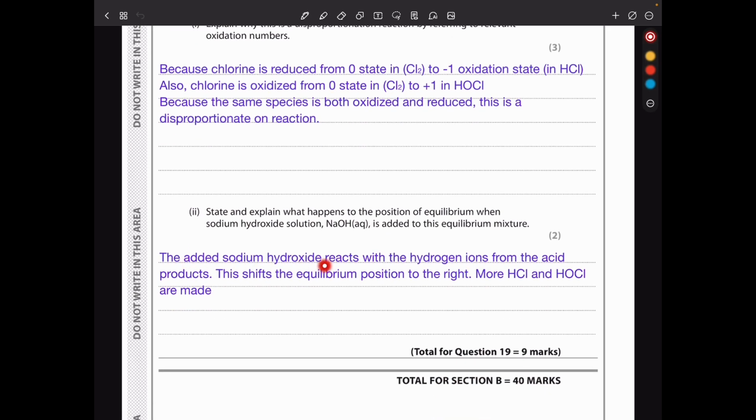So I say the added sodium hydroxide reacts with the hydrogen ions from the acid products. This shifts the equilibrium position to the right. More HCl and HOCl are going to be made.